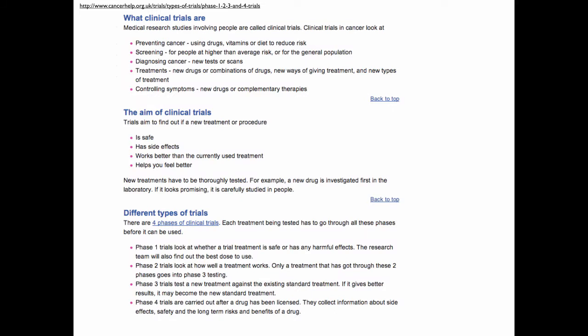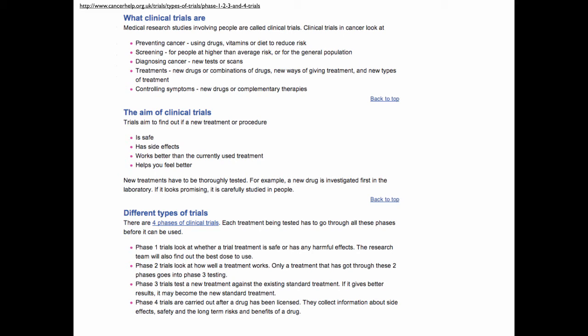So what are clinical trials? Clinical trials are medical research studies involving people. This is especially so for cancer, but it's very common in other types of pathologies. Clinical trials will look at preventing cancer, so using drugs, vitamins, or diet to reduce risk, or not smoking. Screening would be a trial, so screening for people at higher than average risk or for the general population. Then diagnosing cancer, treatment, so new drugs, combinations of drugs, new ways of giving treatment, new types of treatment. And then controlling symptoms, so new drugs or complementary therapies.